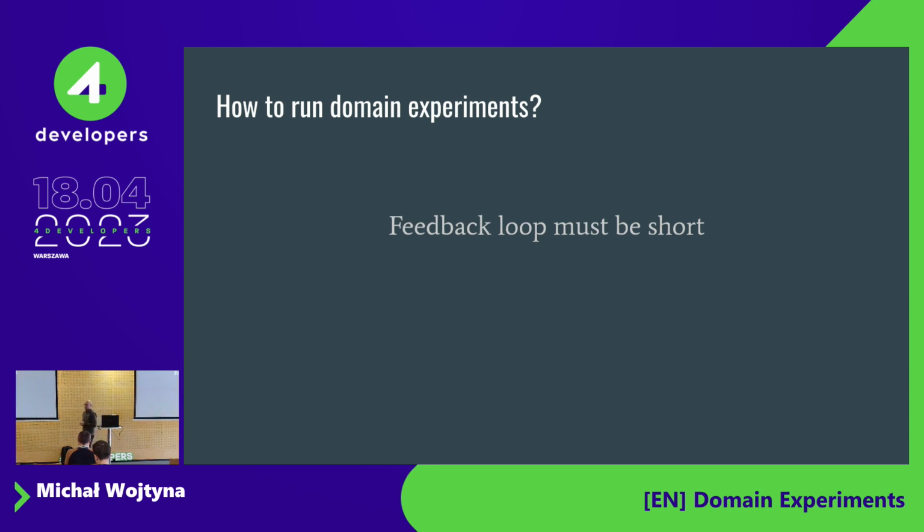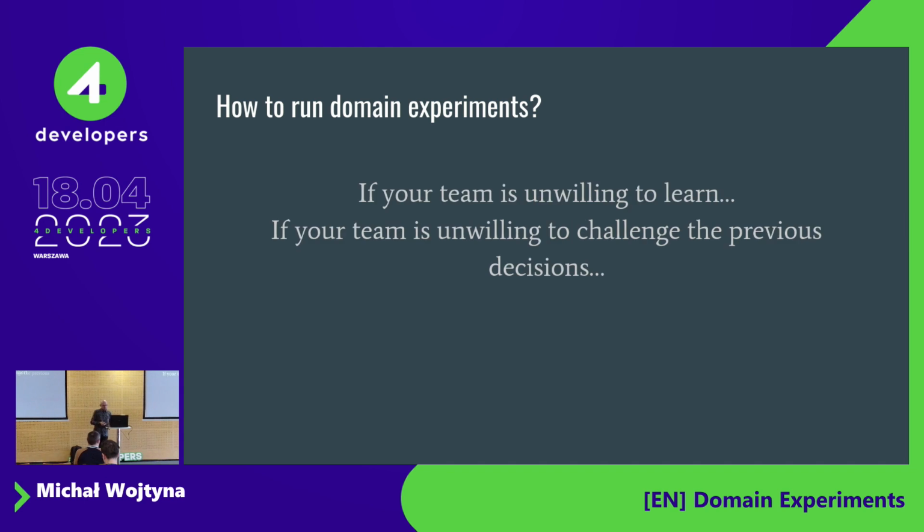To make it work, the feedback loop must be extremely short. At the beginning of the project, you can't have contact with domain experts once a month, or once every 2 weeks. It wouldn't work well. You need to be in a constant feedback loop in the very early weeks of development. So the feedback loop must be short.